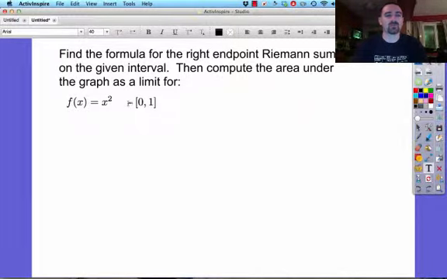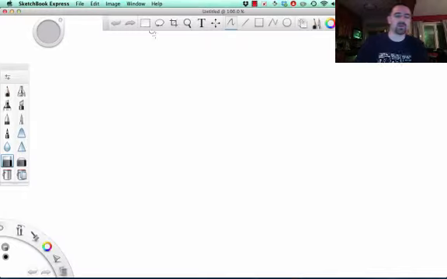Okay, and this is going to be the problem that we're going to do. We're going to do f of x equals x squared on the interval from 0 to 2. Okay, let's give this a shot. All right, so we're going to start off. Let me go ahead and rewrite that. It's going to be f of x equals x squared, and from 0 to 1.